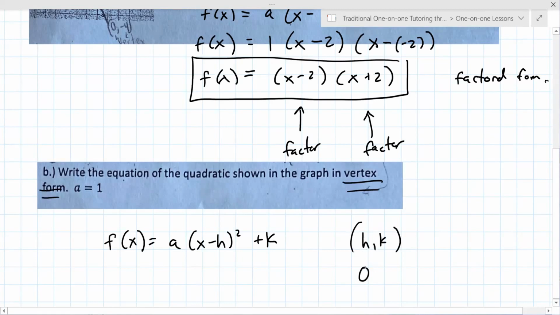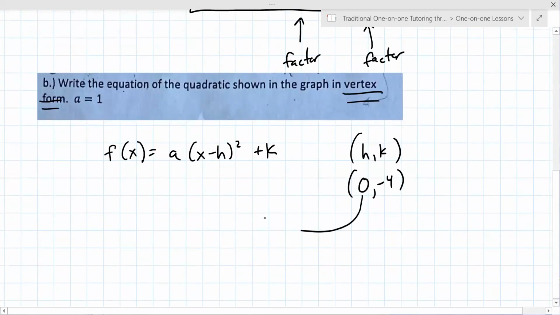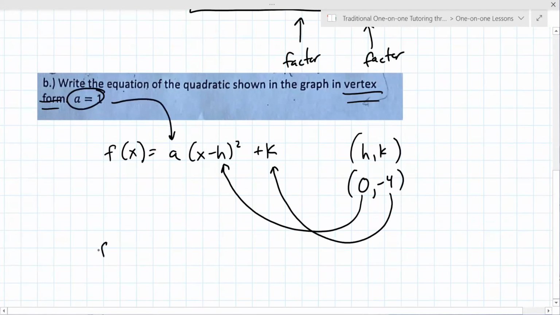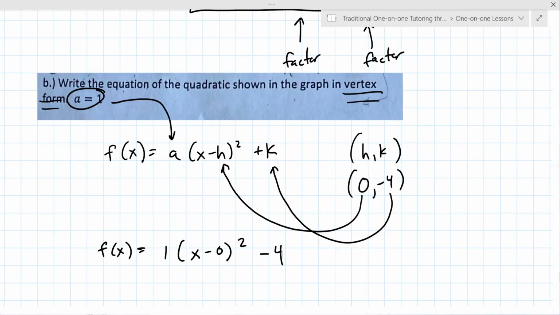Now you've identified it in your picture. It's 0 comma negative 4. Do you follow that? So you take those values. You take 0 and put it in for h. You put minus 4 and put it in for k. And then a is still equal to 1, so that goes there. So your f of x, you're just substituting in values: 1 times (x minus 0) squared minus 4. All right. And then yeah, I guess that's it.